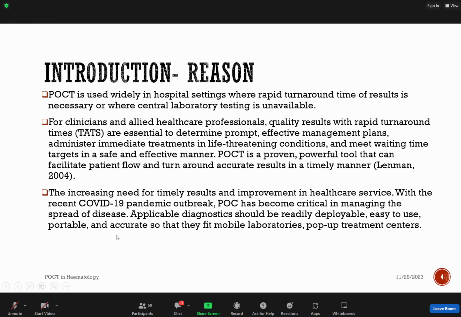With the increasing need for timely results and improvement in healthcare service, and with the recent COVID-19 pandemic outbreak, POC has become critical in managing the spread of disease. Applicable diagnostics should be readily deployable, easy to use, portable, and accurate so that they fit mobile laboratories and pop-up treatment centers.